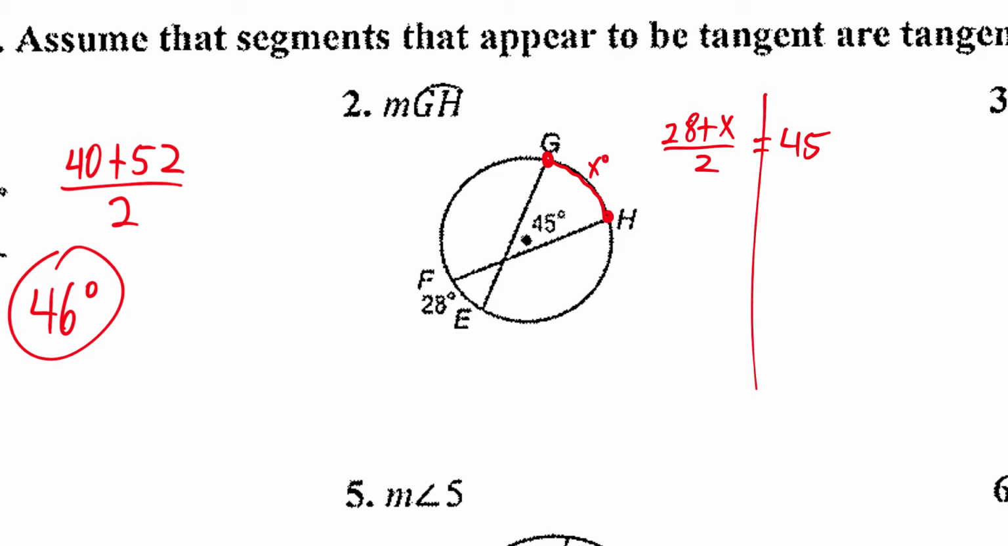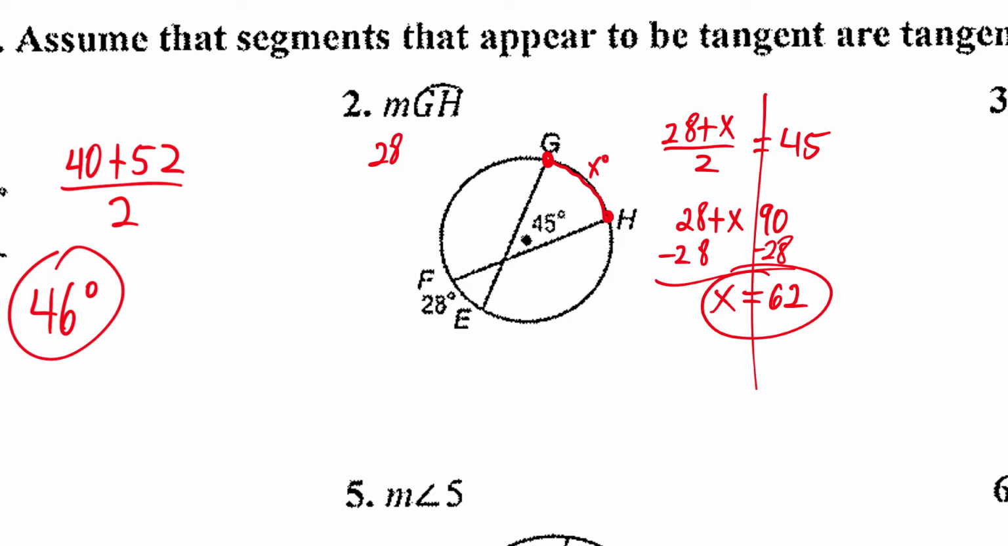Okay, so what do we have to do to solve for x here? Multiply by 2 on both sides. That way on the left side, the 2 times 2, that cancels to 1. And then on the right-hand side, if I multiply by 2, I get 90. Subtract 28 from both sides. 70, 62. So does 28 plus 62 divided by 2 give you 45? And the answer is yes, it does.